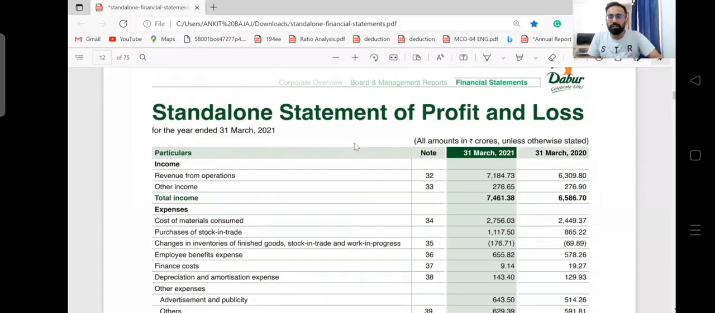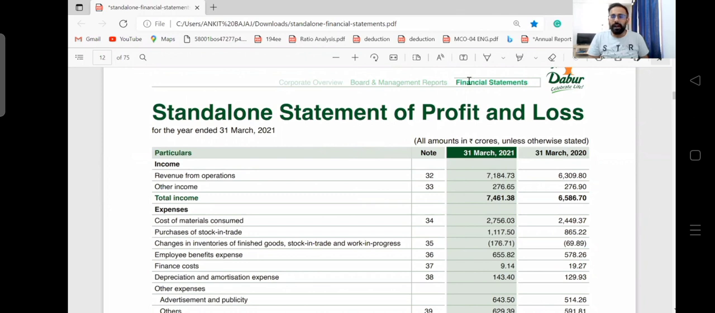So here you can see the profit and loss account of Dabur company. You might be thinking why I am always using the annual report of Dabur company. Just because Dabur company's financials, I think, are perfect. It includes every piece of information. That is the reason every time I use the annual report, or you can say the profit and loss account, of Dabur company.